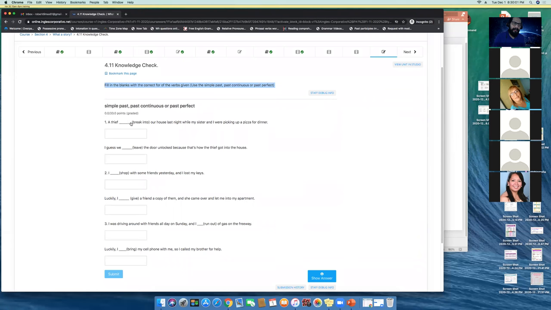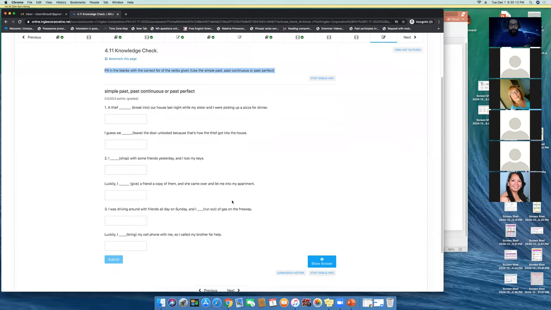A thief, blank. And then you see the word there that they give you, which is break into our house last night while my sister and I were picking up a piece of dinner. Okay. So with this one, if you guys have any problems, please let us know in the WhatsApp group, or you can send me a message.